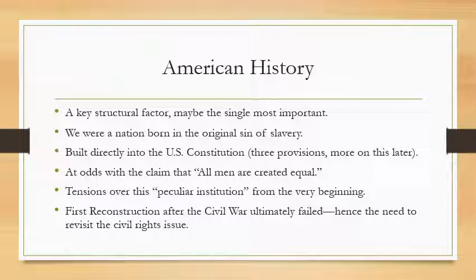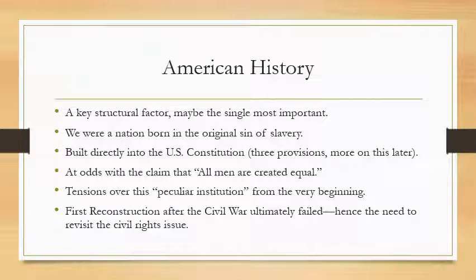American history as a key structural factor that shapes our politics today? Absolutely. The argument here, in the context of the Civil Rights Act of 64 and the Voting Rights Act of 65, is that the only way to understand that legislation is to understand that the U.S. was born at the beginning in original sin, born with the institution of slavery.